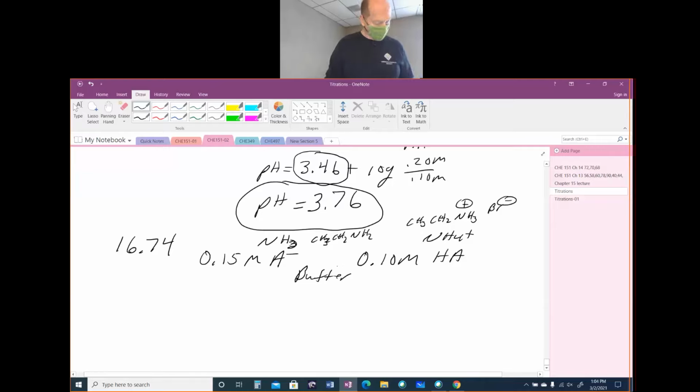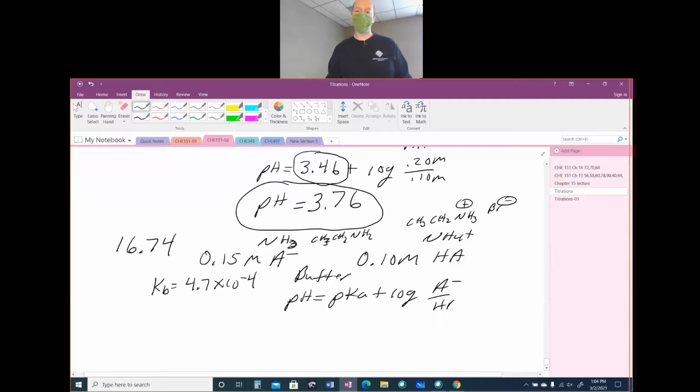All right, and so when you look this up, you do not see any Ka for that acid, but for this base, you get the Kb for ethylamine, and that is 4.7 times 10 to the minus 4. All right, and so if you know that you have A minus and HA, no H plus, no OH minus, then you have a buffer. So to find the pH, pH is equal to the pKa plus the log of A minus over HA.